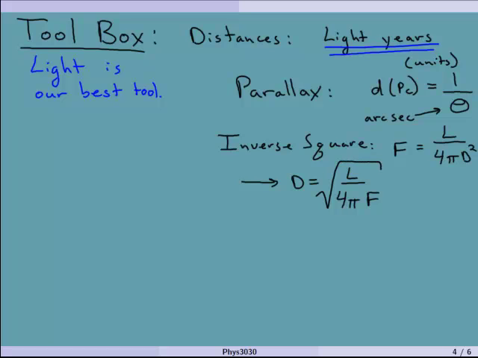Okay, so we can use the inverse square law to measure how far away things are. And remember that the tools of the trade here are those Cepheid variable stars, right? Cepheid variables.